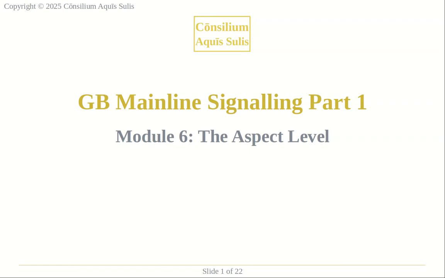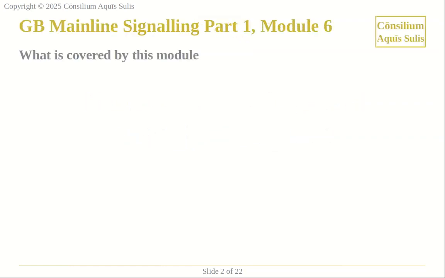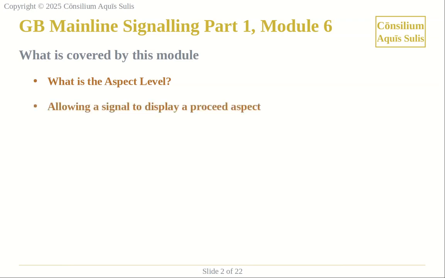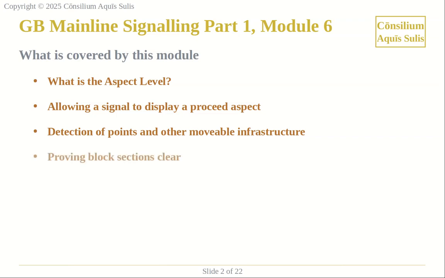In the last module, we looked at the locking level, and in this module, we're going to move on to the aspect level. And we're going to begin by asking the same question, what is the aspect level, before moving into some details of functionality concerned with allowing a signal to display a perceived aspect. And that includes detection of points and other movable infrastructure within routes, proving block sections are clear, permissive routes, and finally, exit signal lamp proving.